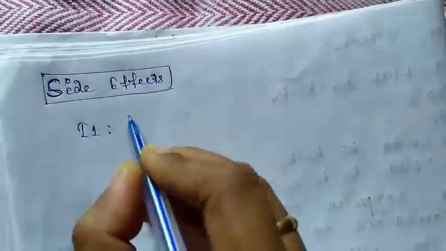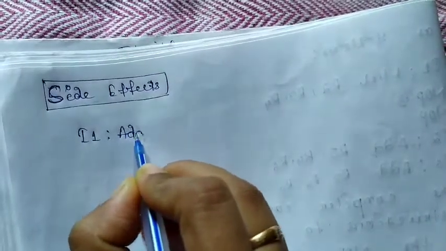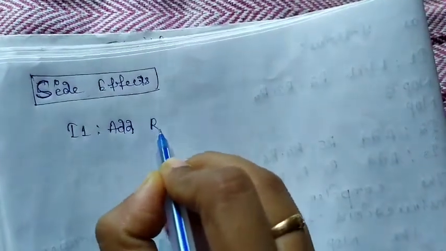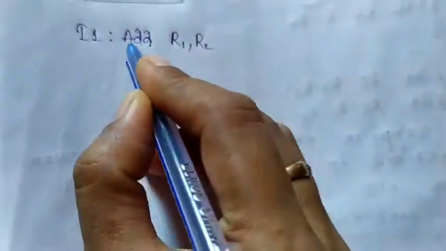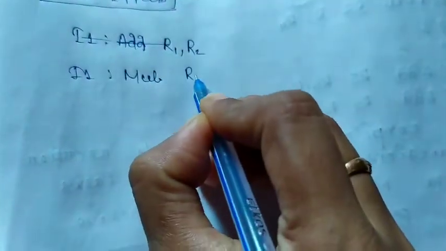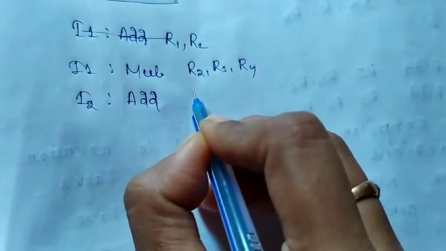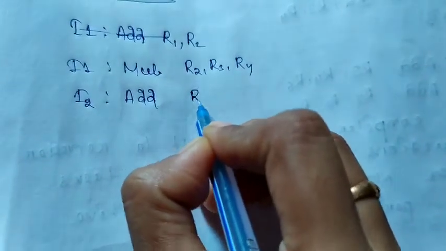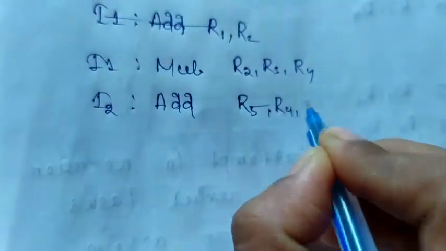Let me write it again. Instruction I1, we are doing, sorry, that one was mult R2, R3, R4, and I2 is your add R5, then R5, R4 and R6.